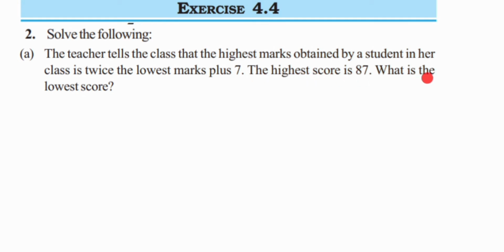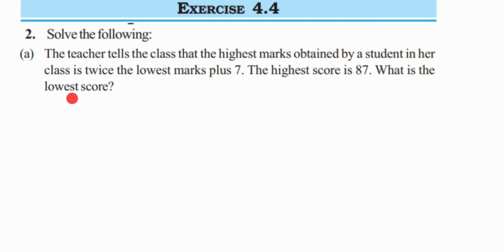So this is a question from exercise 4.4, simple equations of class 7. Here we have to form a linear equation, or just a simple equation, and solve it. If you read the first line, they're comparing the highest mark with the lowest mark. So here we have to find out the lowest score or lowest marks.